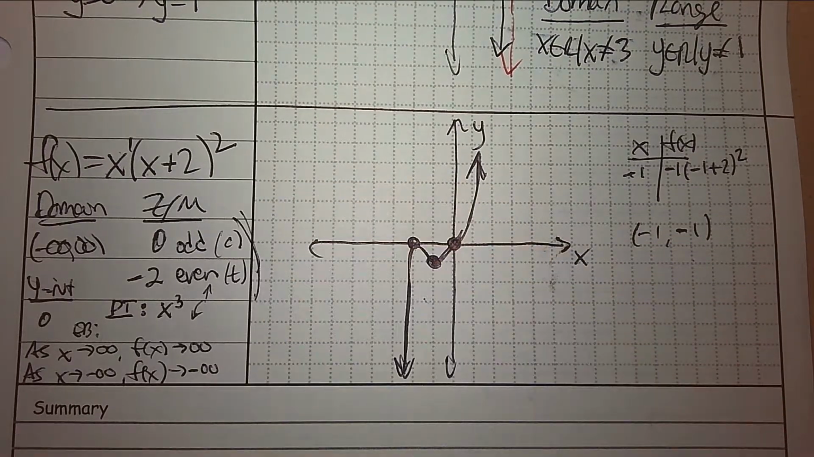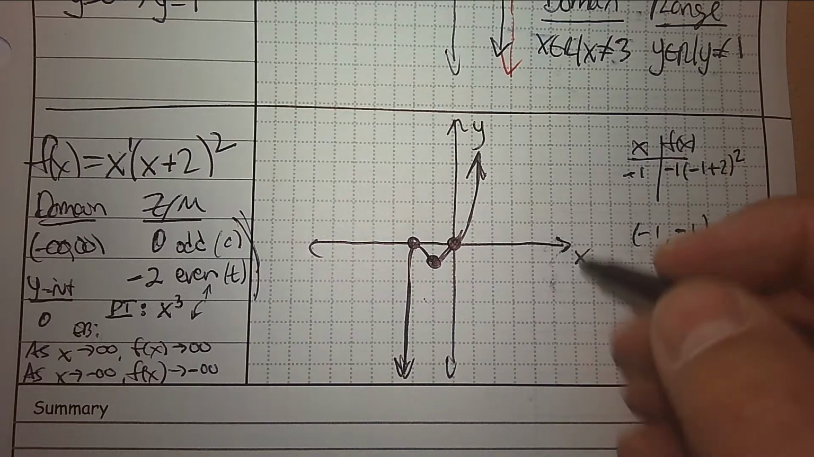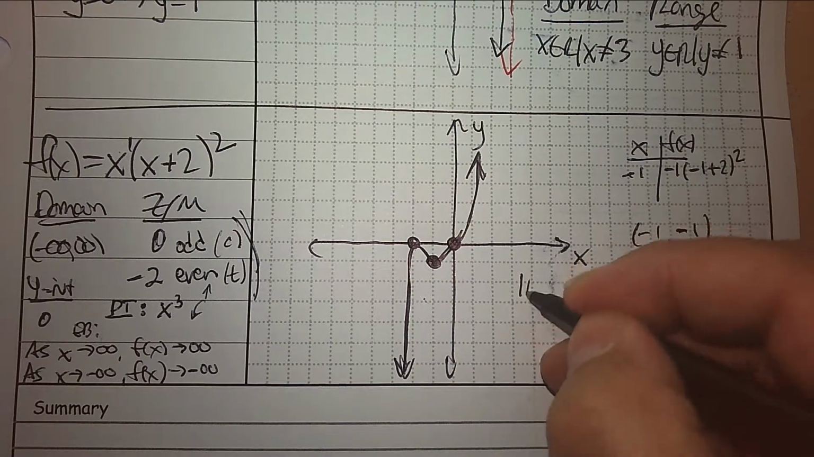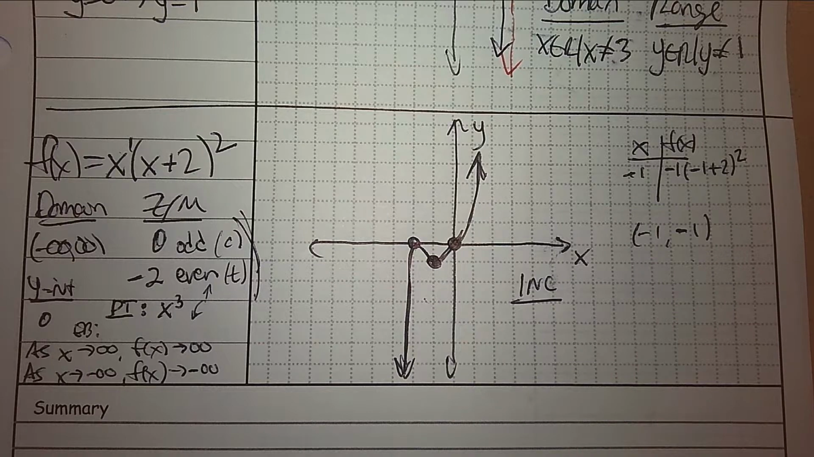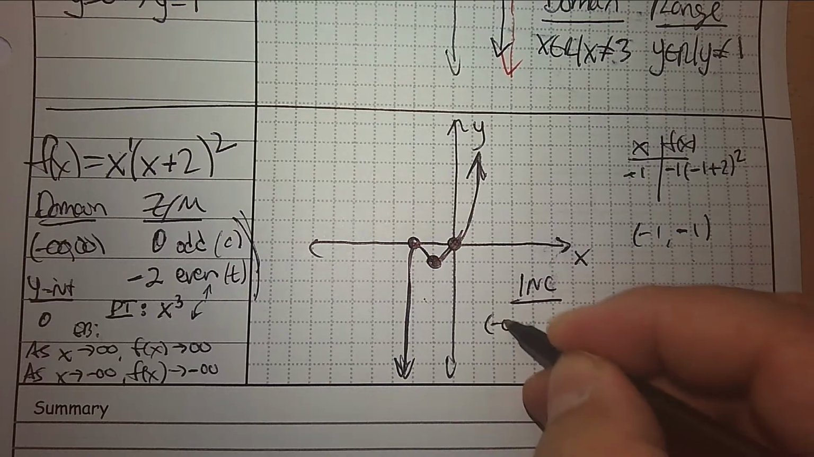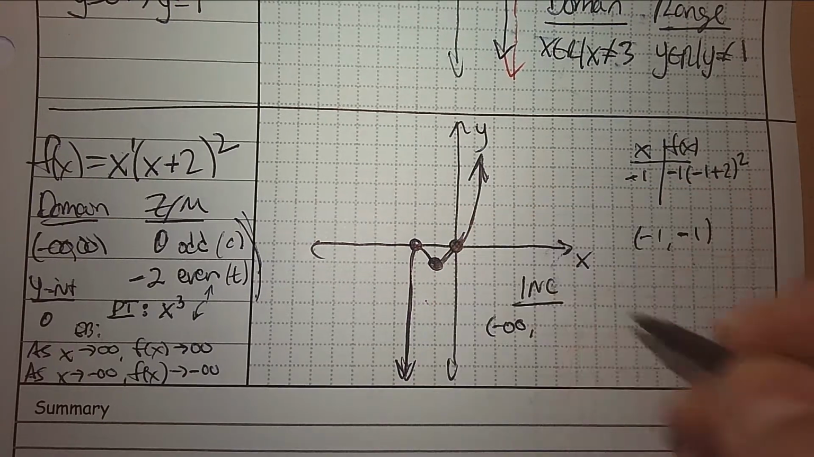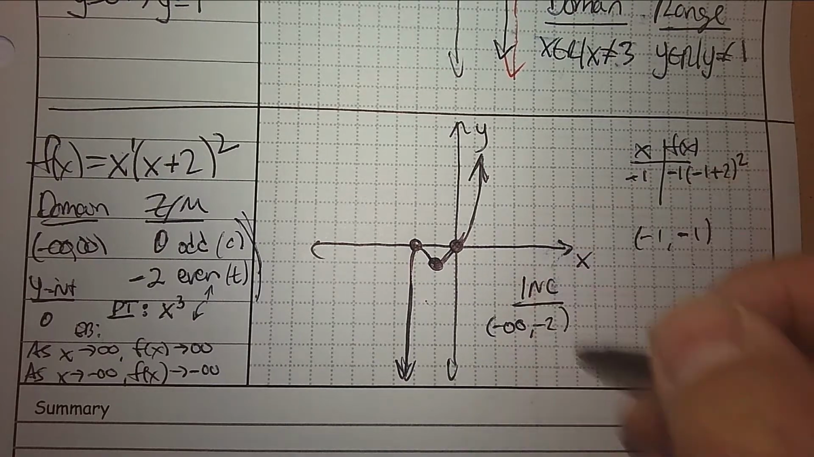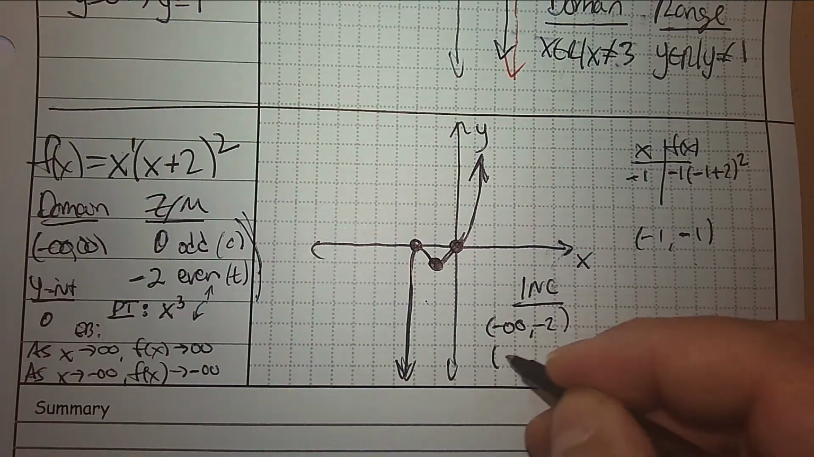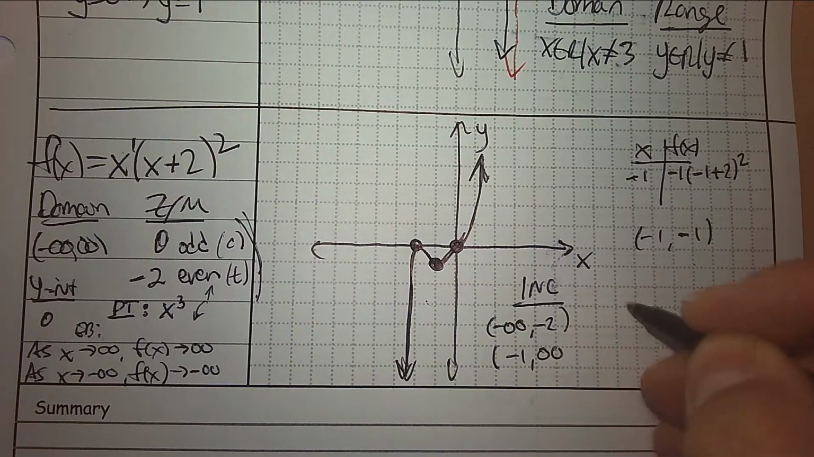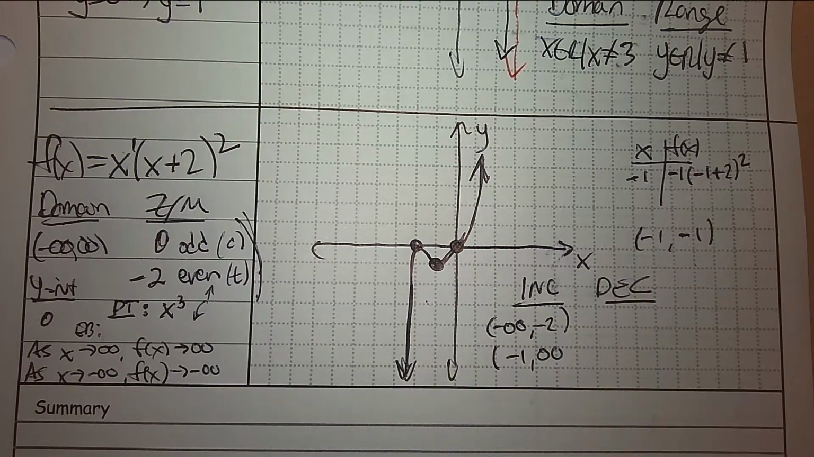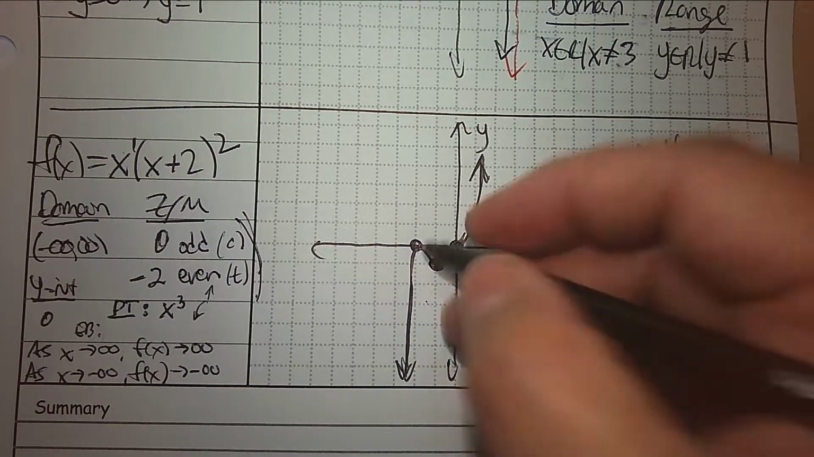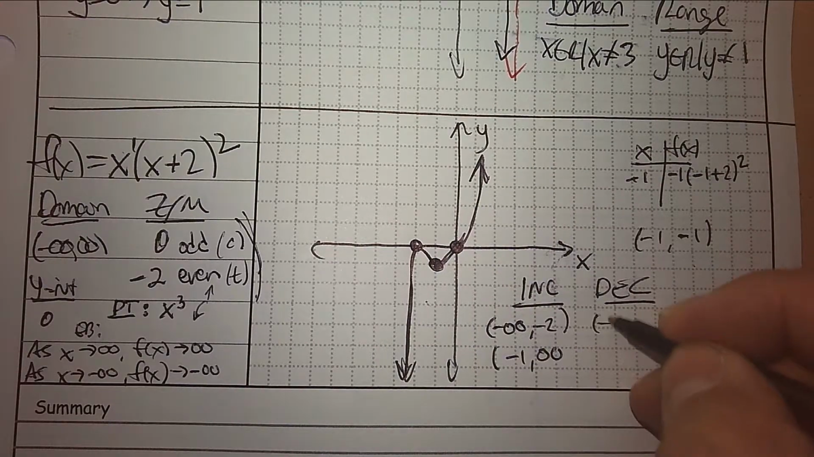Touching and crossing. If I asked you, where is this increasing? Where would you tell me? Negative infinity to negative 2, and where else? Negative 1 to infinity. Where is it only decreasing? Just a little part, right? From negative 2 to negative 1.